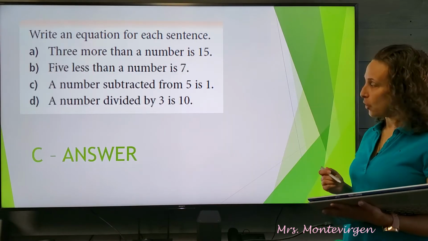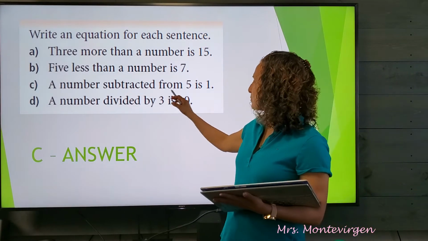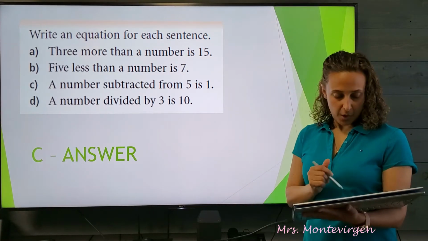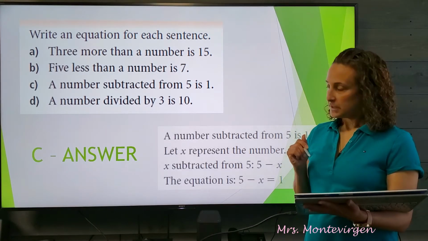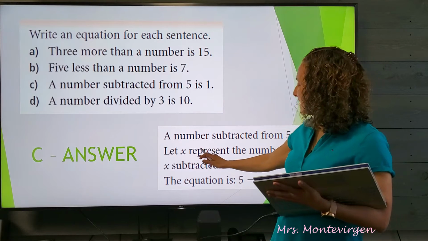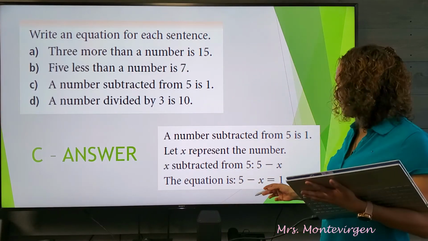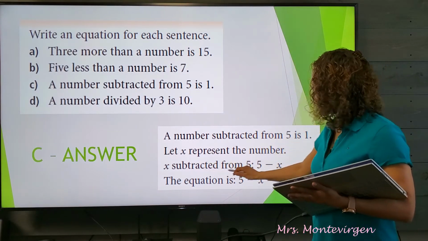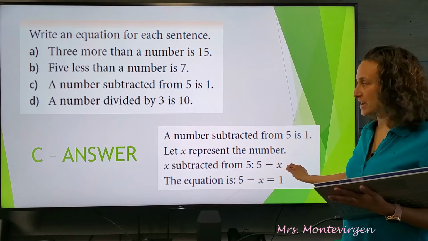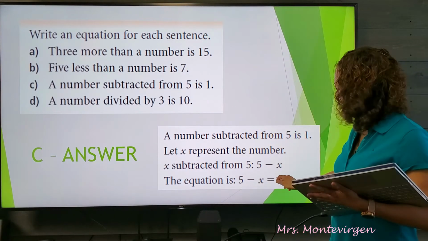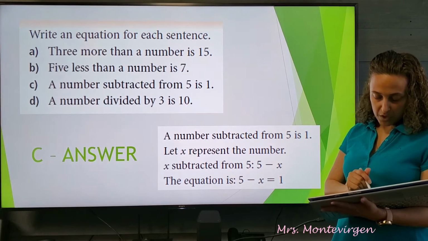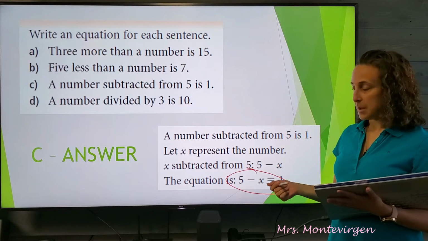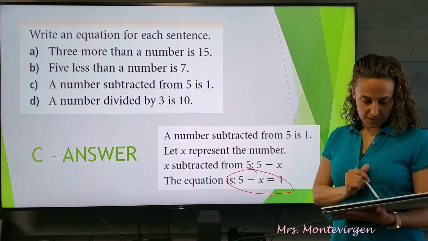All right, let's go on and do C. A number subtracted from 5 is 1. So again, what would that equation look like? Let's go through this one. So now we're going to take x, is still going to represent that number. The first part here, a number subtracted from 5. A number subtracted from 5, we're looking at 5 minus x. And I have here equals 1, and that's the end of the equation that I'm going to have. So I'm going to take my 5 minus x and put the equals 1. Again, I'm not solving it, I'm just writing the equation down.